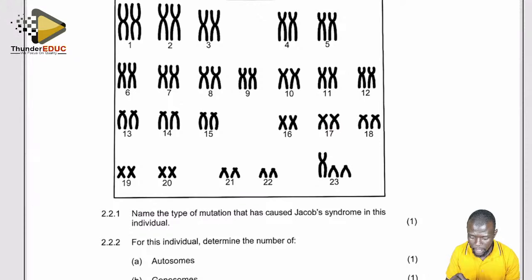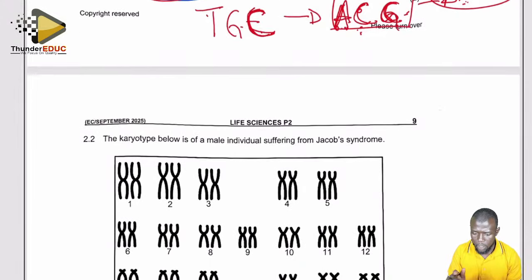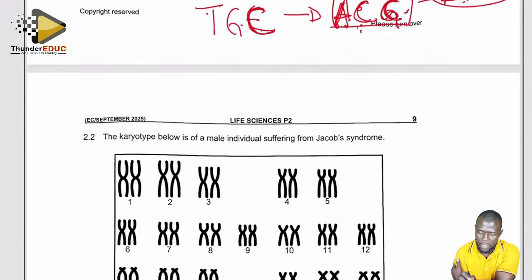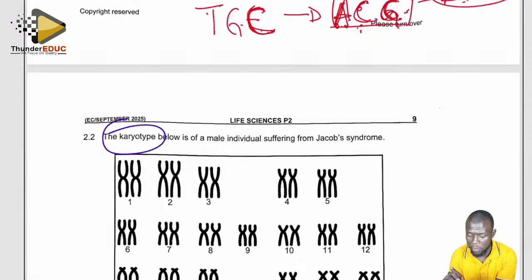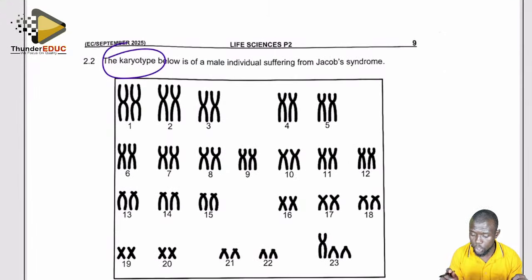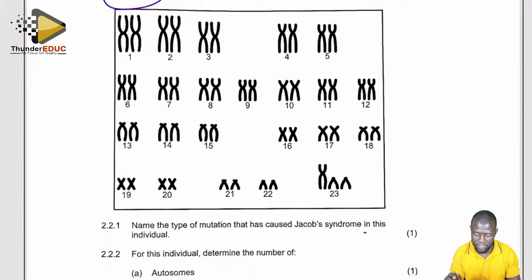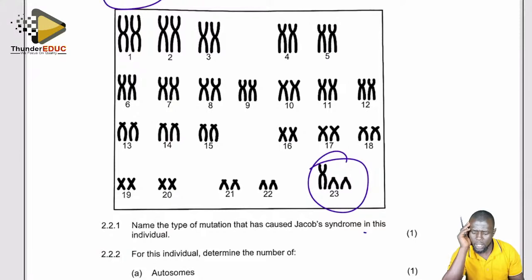Okay, we are saying name the type of mutation that causes Jacob's syndrome. What is Jacob's syndrome? Karyotype below. Remember that karyotype is the type of the nucleus. Karyo means nucleus, and type means the type. Which type of nucleus do we have of the male suffering from Jacob's syndrome? We'll find out. Name the mutation that occurred that caused Jacob's syndrome in this image. I see here on chromosome number 23.